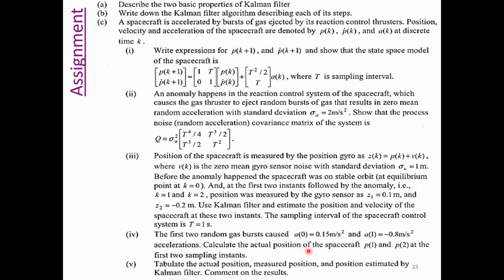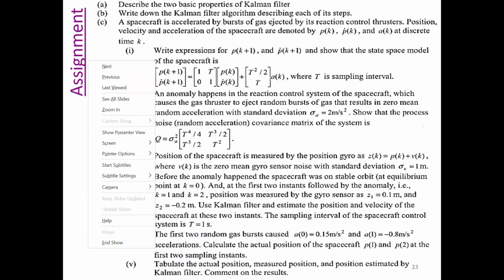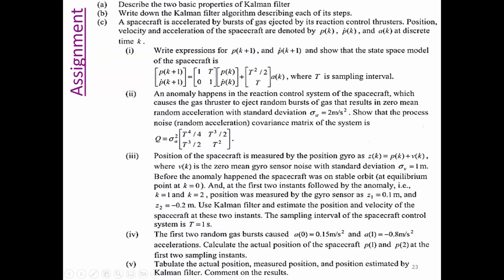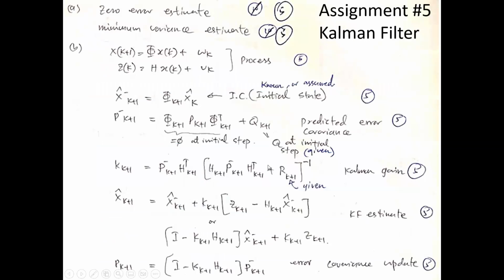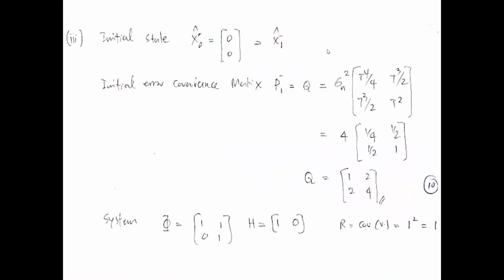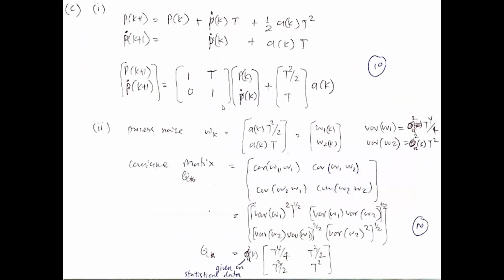So calculate the actual position of the spacecraft, P1 and P2, position at k equals 1, position at k equals 2. And after that, you have to tabulate the actual position, measured position, and estimate of the position by the Kalman filter. Right. So now we are pretty clear. Let's go to the next part. Right. So here it is.